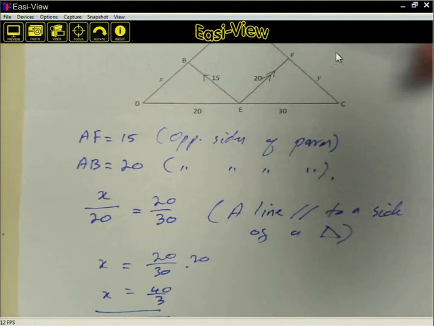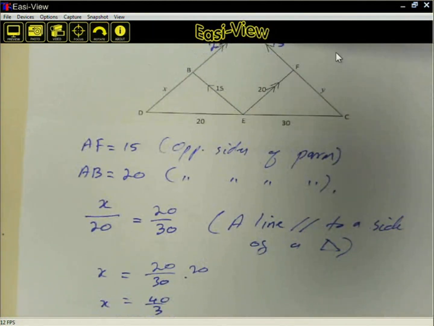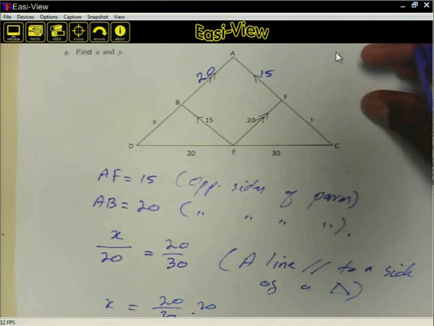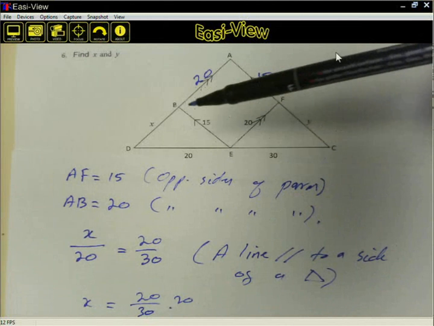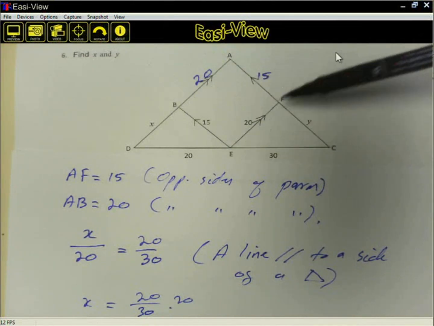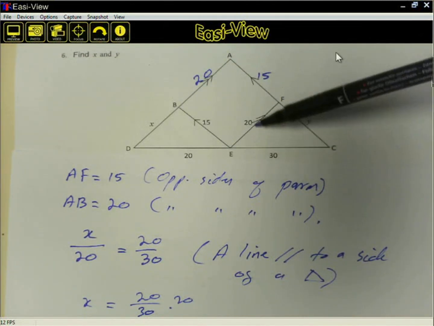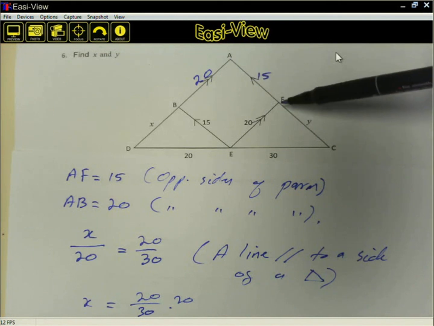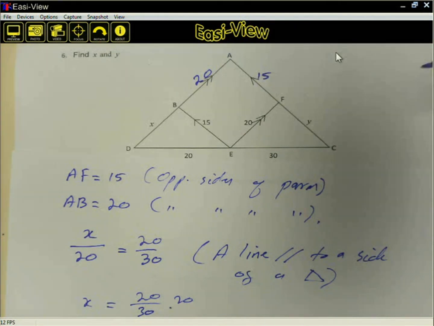We said BEFA is a parallelogram. Let me show you the diagram. BEFA is a parallelogram because it is given that the pairs of opposite sides are parallel. So it becomes a parallelogram. And one property of a parallelogram is that opposite sides are equal. That's why we say AF is 15 units, AB is also 15 units.